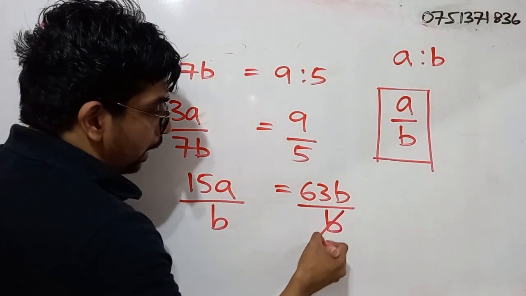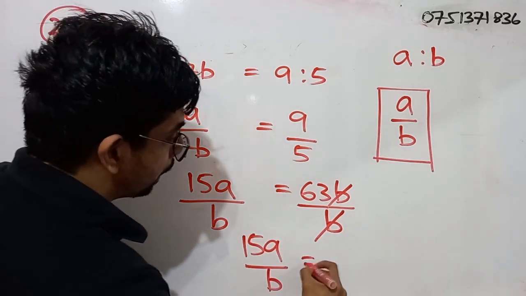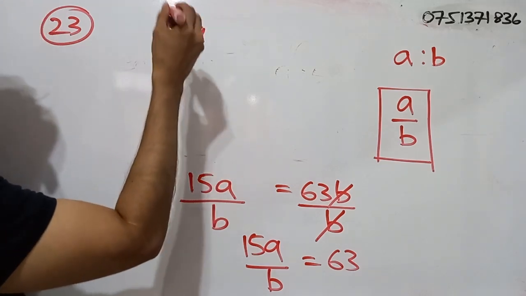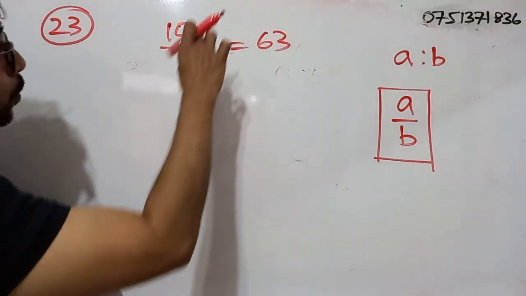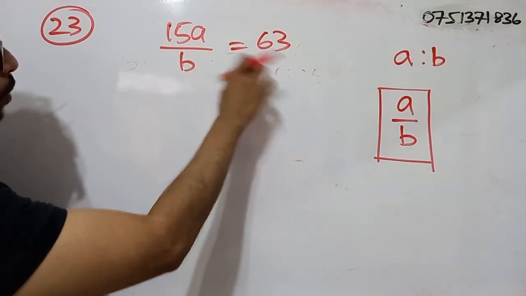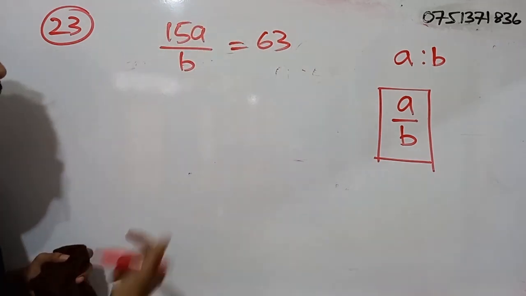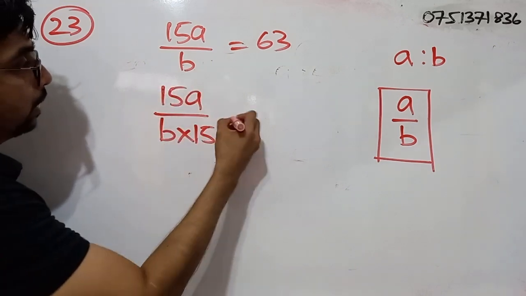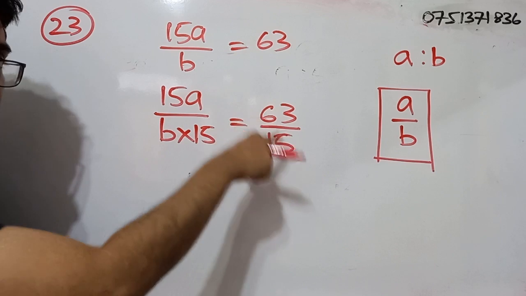Right, so here I can cancel off these two. So then what do we get? 15a divided by b, that is equal to 63. We have to get a divided by b, no? So we will divide both of the sides, that means the left hand side and the right hand side, by 15. So 15a divided by b into 15, that is equal to 63 divided by 15. We have to do the same thing on the other side also, no?